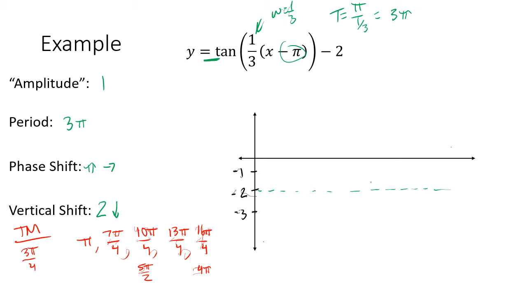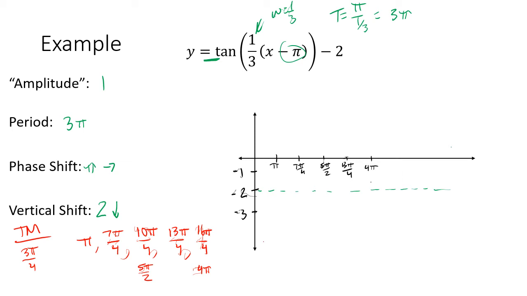First tick mark, we'll put that here at pi. The next one will be at 7 pi over 4. Next one will be at 5 pi over 2. Next one is 13 pi over 4. Next one is 4 pi.